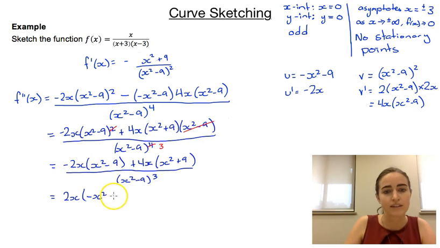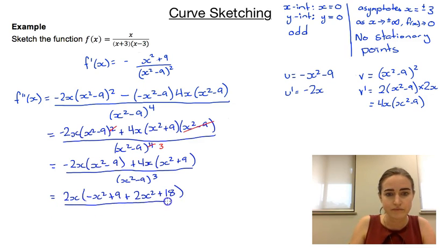And a minus 9 would give us a plus 9. And then over here, we're going to be left with plus 2, because we pulled out the 2x. So 2, and then expanding that out would give us 2x squared. And then 2 times 9 is 18. And we've still got the same denominator. And then just simplifying what's in the brackets, we'd have 2x outside of minus x squared plus 2x squared would be x squared, and 9 plus 18 is 27, over x squared minus 9 all cubed.